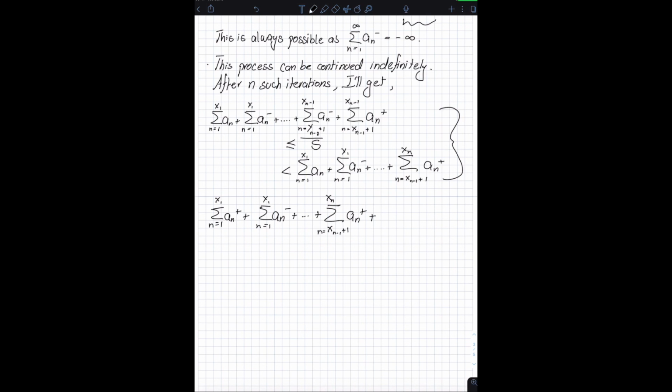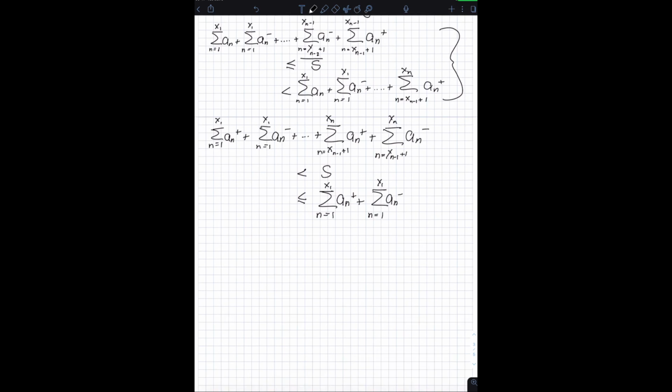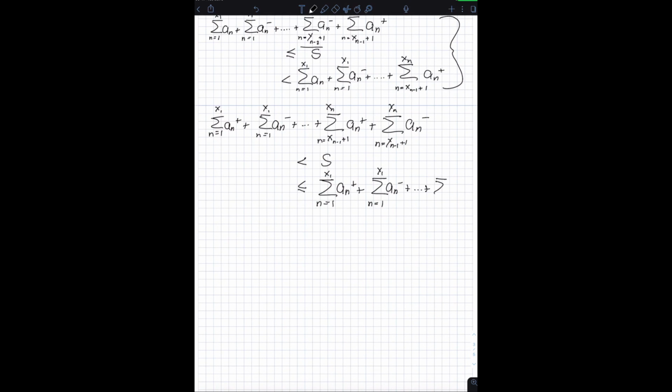And plus I'm going to add now a negative term. So it's going to be n equals y of n minus 1 plus 1, and then all the way up to y of n of a sub n negative. And this, of course, will be less than s, which has to be less than or equal to the summation from n equals 1 to x1 of a sub n plus the summation from n equals 1 to y1 of a sub n negative, the negative terms, and then all the way up to the summation from n equals y of n minus 1 plus 1 to y of n of a sub n negative.